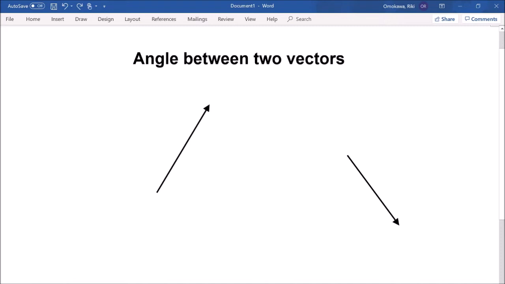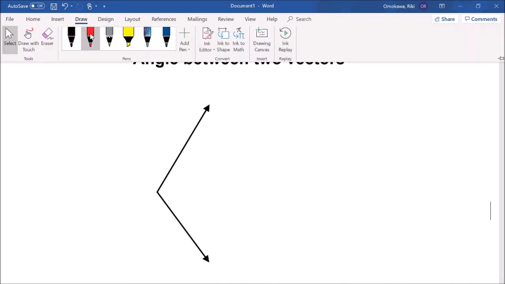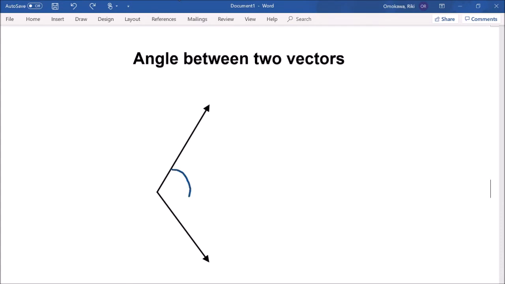So we draw one vector over here, the other vector over there. But when we're talking about the angle between two vectors, we specifically mean the angle between them when we put the vectors with their tails together. So like this, right? Now the tail of each vector is at the same point, and the angle we're talking about, the angle between the two vectors, is this angle right here. And in general, we'll label that theta.